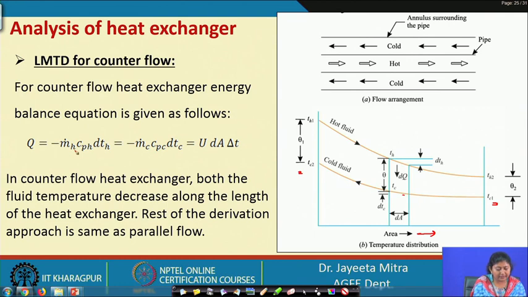Q is equal to minus mH dot, that is the mass flow rate of the hot fluid, Cph specific heat, dTH, the temperature difference across the small area dA. That is equal to minus mc dot Cpc into dTc, because again dTc is also reducing because the flow direction of the cold fluid is reversed now, right. And this is equal to U dA delta T. Okay. So, the similar approach that we have taken for the earlier section we will apply here.